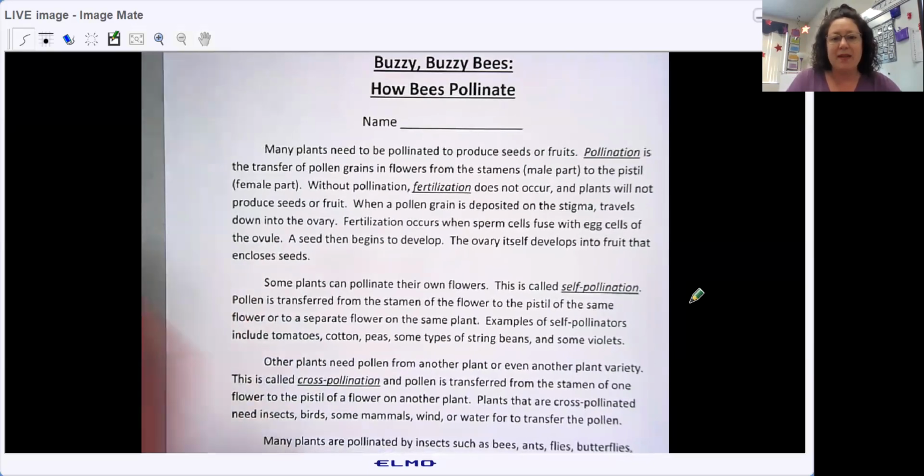Some plants can pollinate their own flowers. We learned a little bit yesterday, right? This is called self-pollination because they're pollinating themselves. Pollen is transferred from the stamen of the flower to the pistil of the same flower or to a separate flower on the same plant. It's all on one plant itself. Examples of self-pollinators include tomatoes, corn, peas, some types of string beans, and some violets.